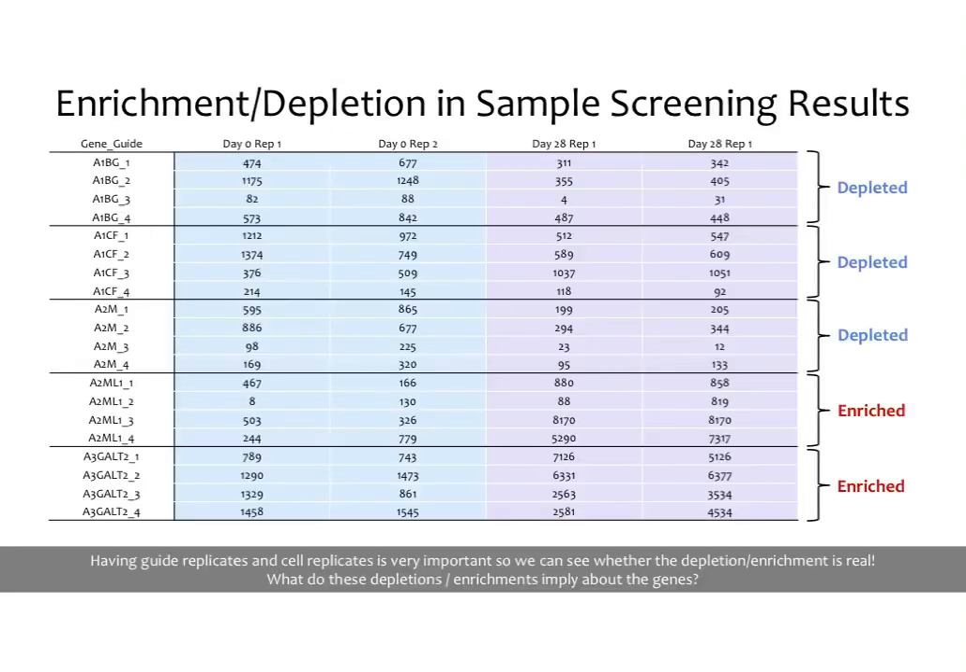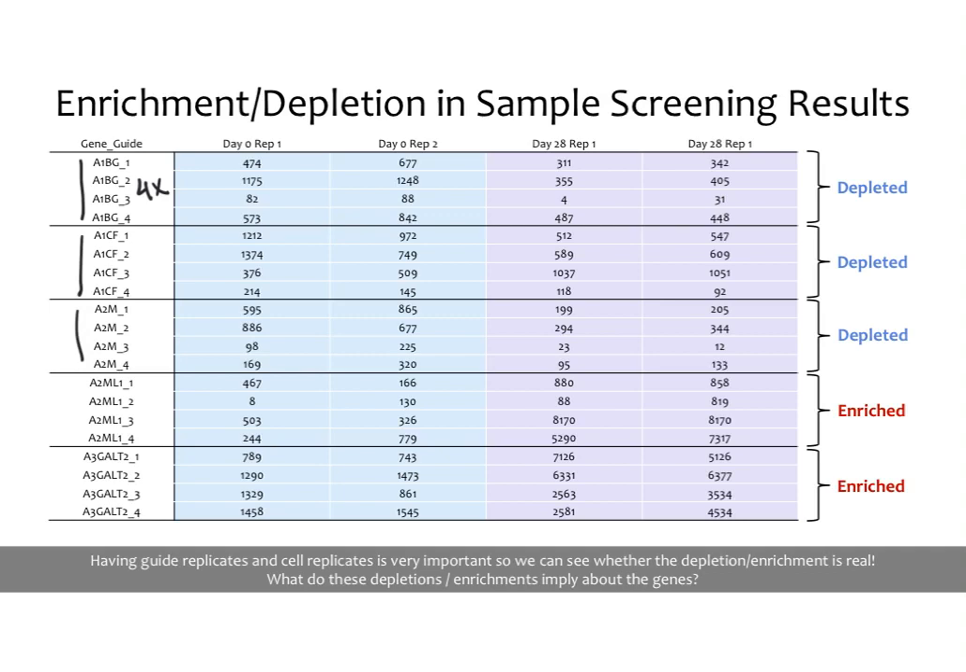All right, so let's look at it another way. So this is sample data. These are our genes and our guides. So this is A1BG, this is A1CF, A2M, and so on. And as we talked about before, you have to have at least 4 guides per gene. So here we have 4 guides for each gene.